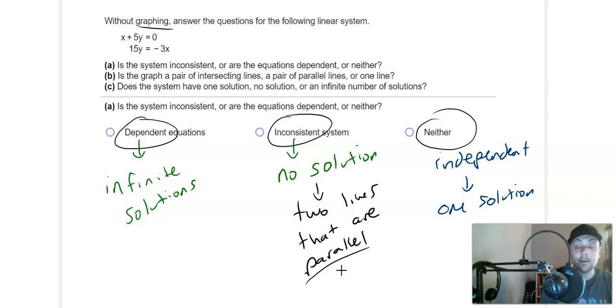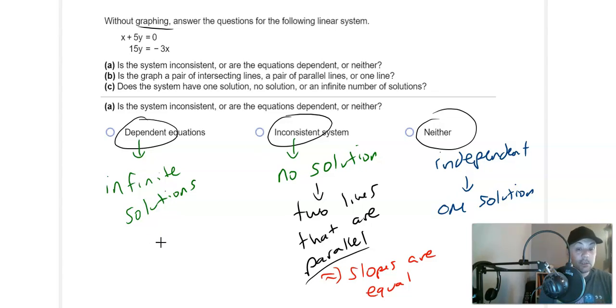Now, how can you tell if you have parallel lines without graphing? You'll know they're parallel if the slopes are equal. So if the slopes are the same, you have two lines that are parallel. That means there's no solution.